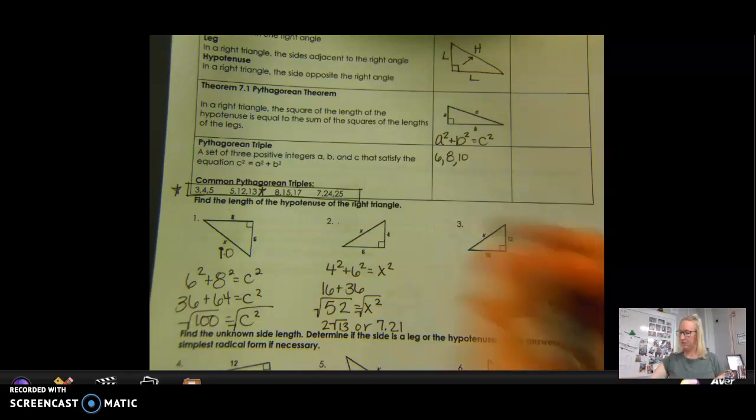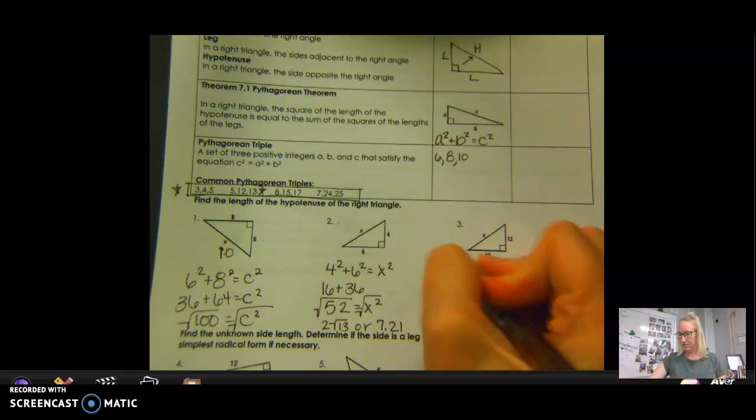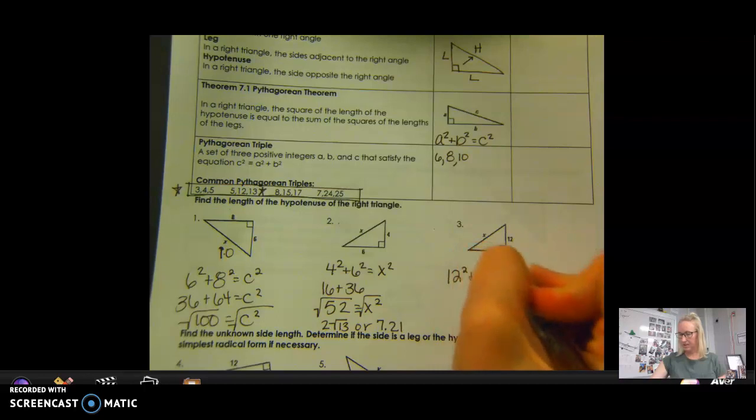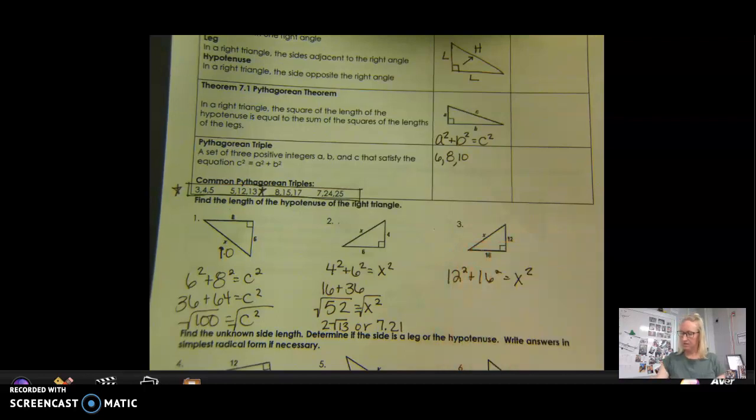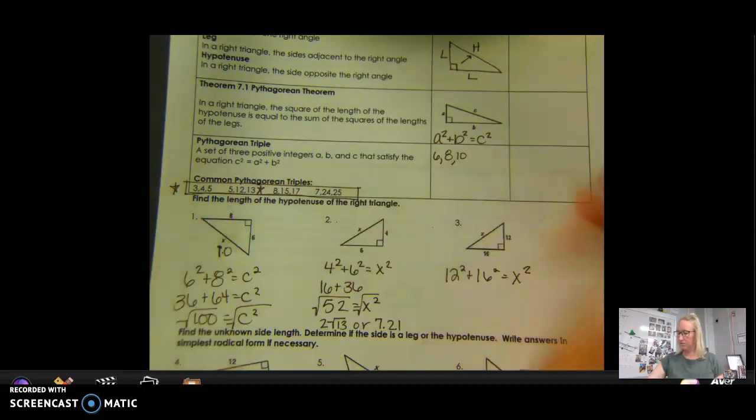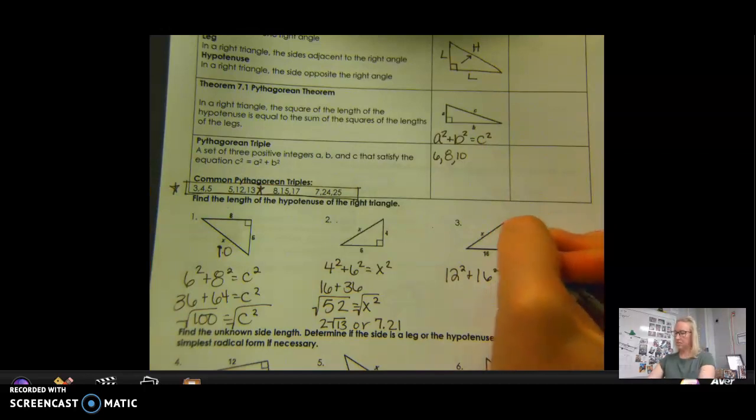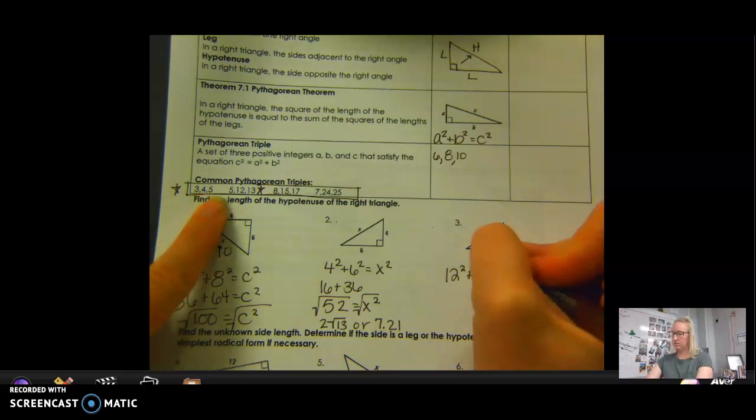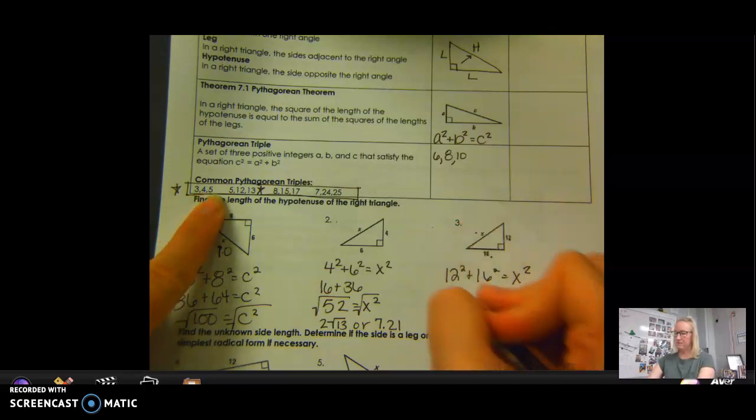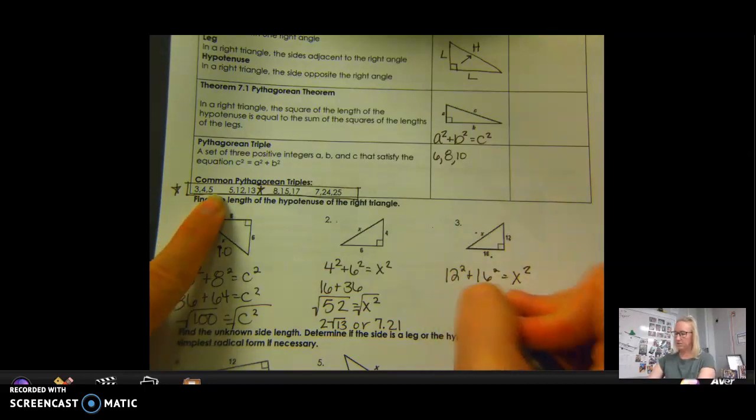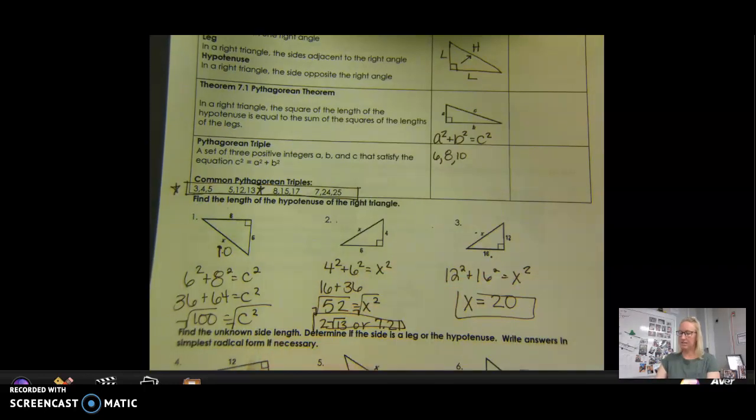Next one, same thing. We have to find c, so 12 squared plus 16 squared equals x squared. Well, if you look, this is a 3, 4, 5 multiplied by 4, because 3 times 4 is 12, 4 times 4 is 16, so I multiply that 5 by 4, and I get x equals 20. Again, it saves you time if you can see that.